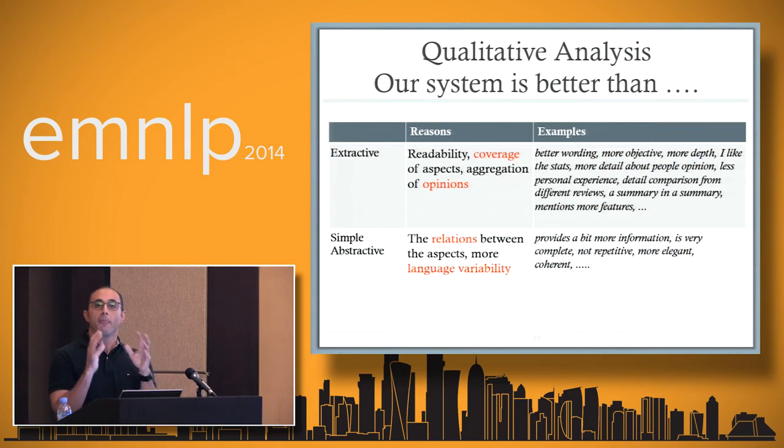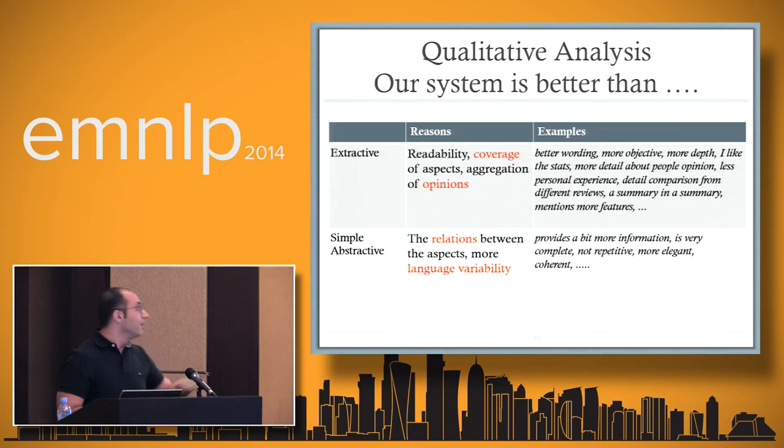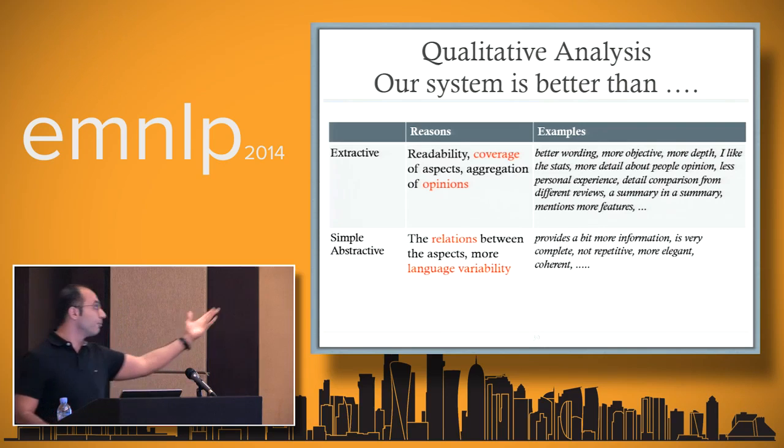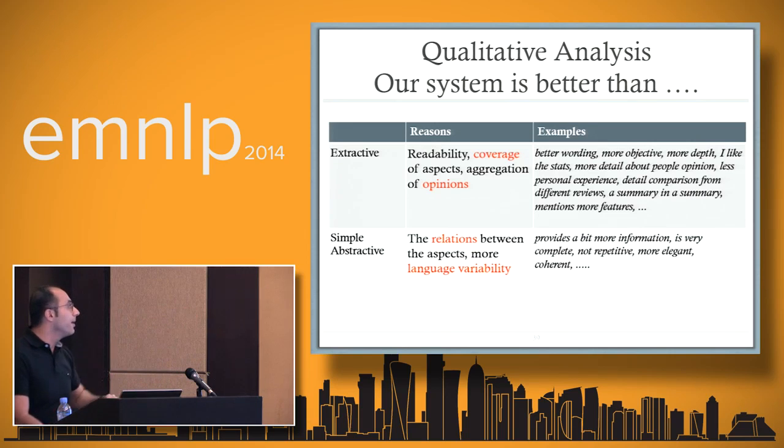So when the raters select their preference, we ask them to justify their preference. So they had to write why they prefer one system over the other one. So we try to analyze and categorize the reasons to understand why they like our system more. They preferred our system more than the extractive one because the summaries generated by our system were more readable. We had better coverage over aspects. We showed the aggregation of opinions.